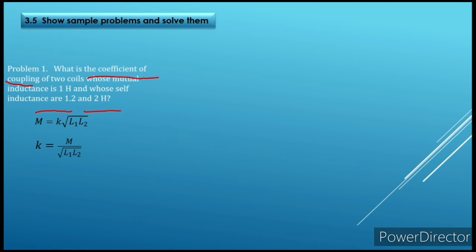We are looking for the coefficient of coupling, so our formula becomes K is equal to M over the square root of L1 times L2. Our value for M is 1 Henry, over the self-inductance L1 which is 1.2 and the self-inductance L2 which is 2 Henry. So K is equal to 1 over the square root of 1.2 times 2, which is equal to 0.645. So our coefficient of coupling for problem number 1 is 0.645.